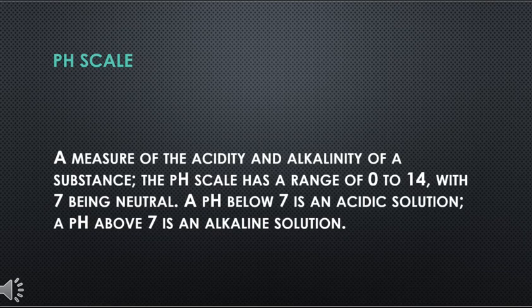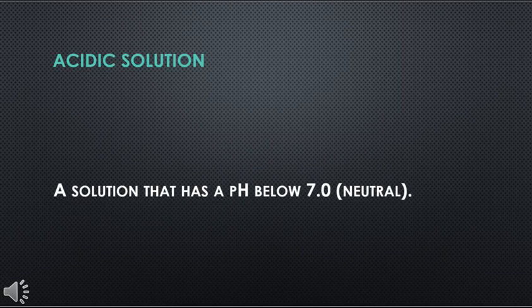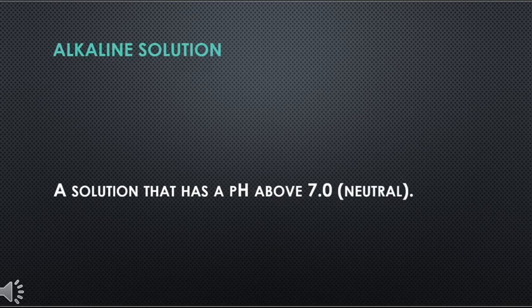pH scale. A measure of the acidity and alkalinity of a substance. The pH scale has a range of 0 to 14, with 7 being neutral. A pH below 7 is an acidic solution, a pH above 7 is an alkaline solution. Acidic solution. A solution that has a pH below 7.0. Alkaline solution. A solution that has a pH above 7.0.